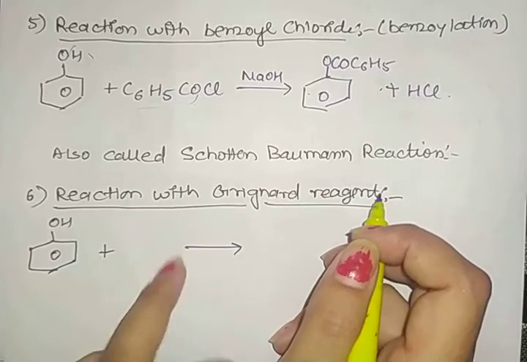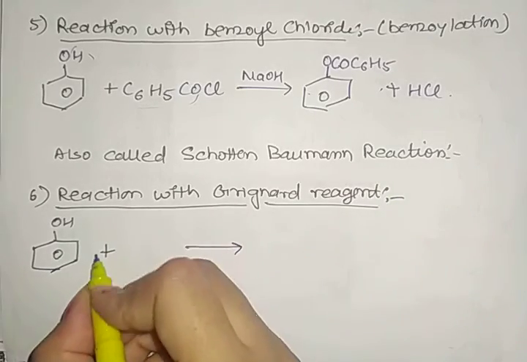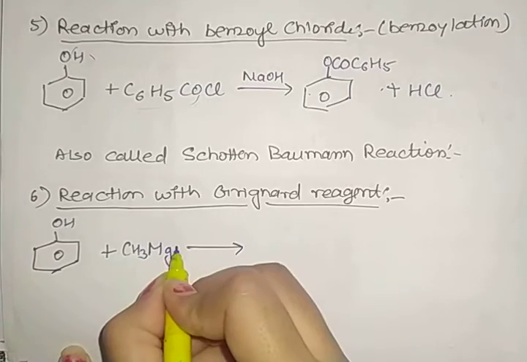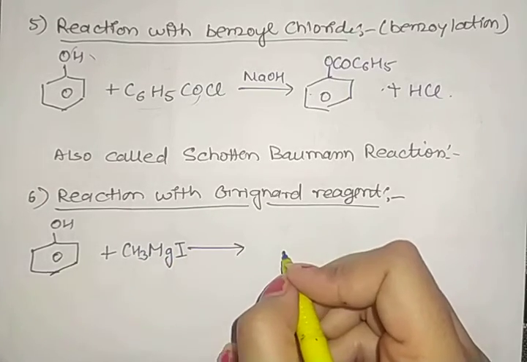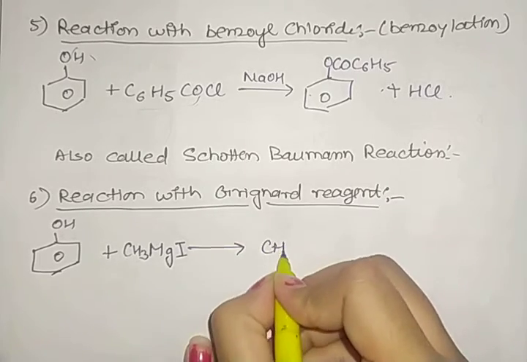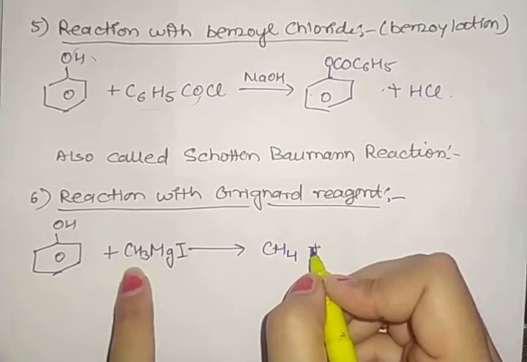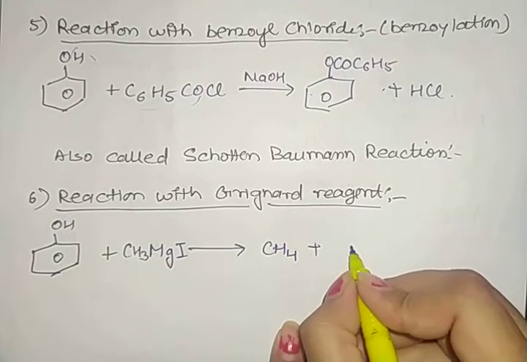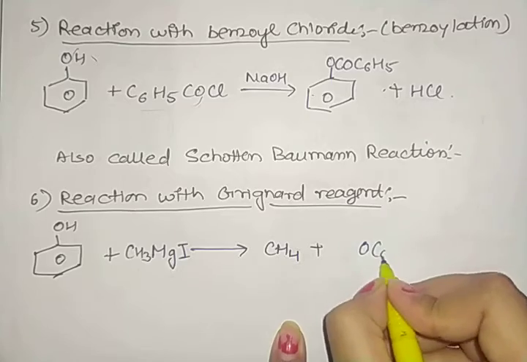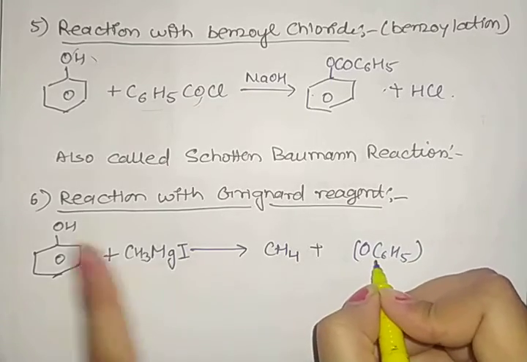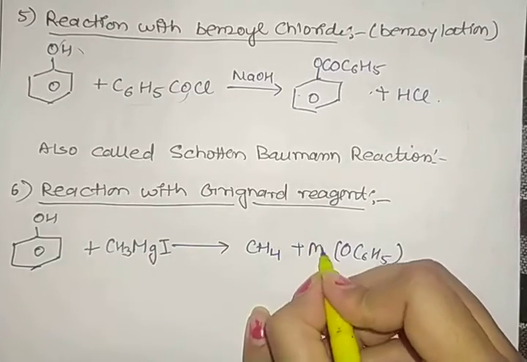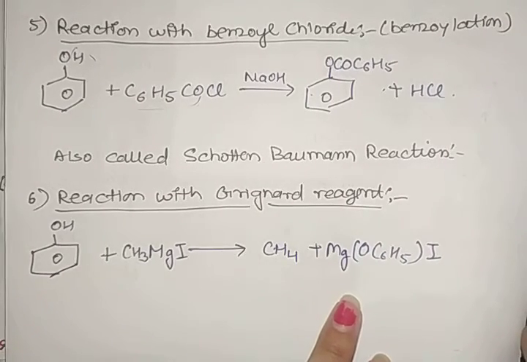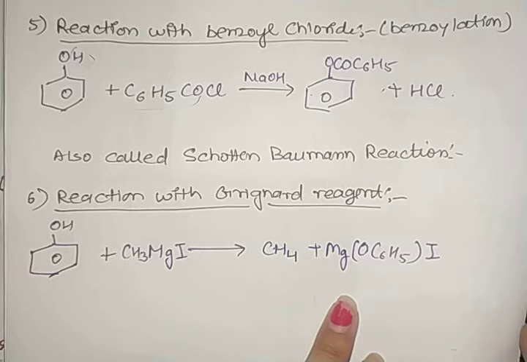Next we have reaction with again Grignard reagent. So we are taking here phenol. To this phenol we are treating with Grignard reagent, that is RMgX. So here is a formation of CH4, CH3 and one hydrogen from here, and here MgI attached with this ring. So I'm writing here C6H5, with this C6H5 O is attached, and with this O magnesium iodide is attached. So the name of that compound is phenoxy magnesium iodide, clear.